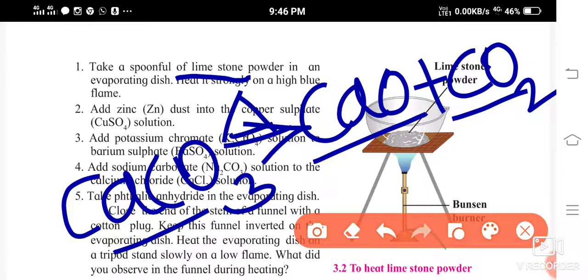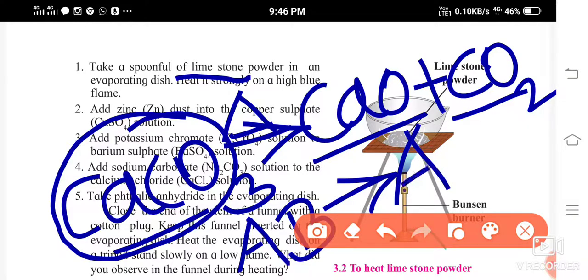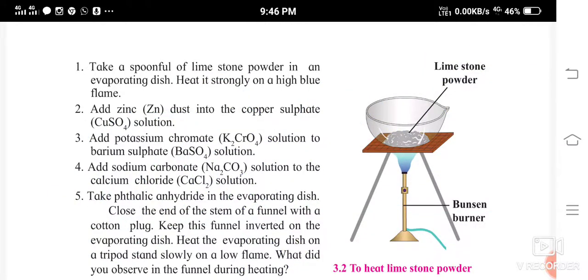Now see, calcium carbonate, when you heat it, this is the reactant. So one reactant is giving you two products, isn't it? Yes, calcium oxide and carbon dioxide. That is AB is giving A plus B, right? So this we call as decomposition reaction.